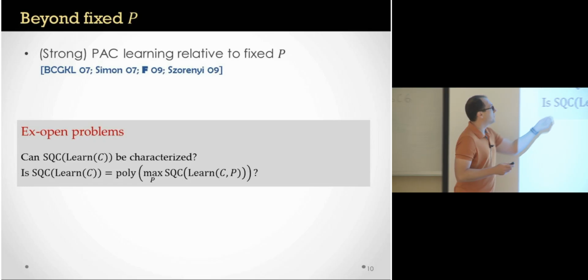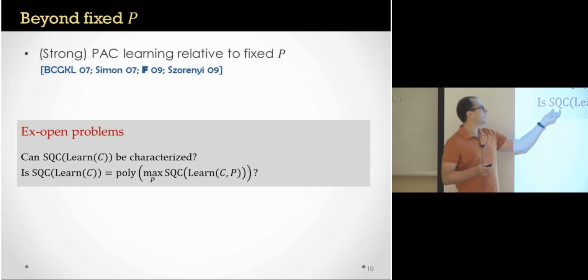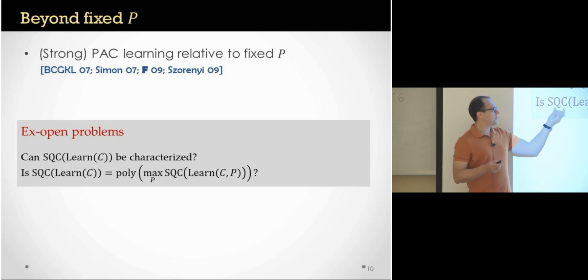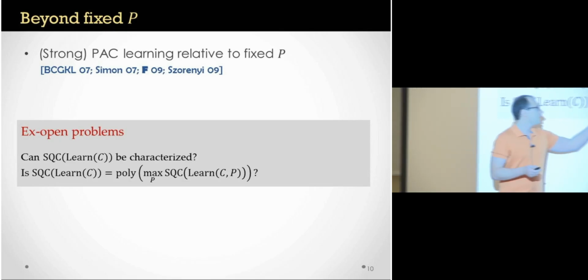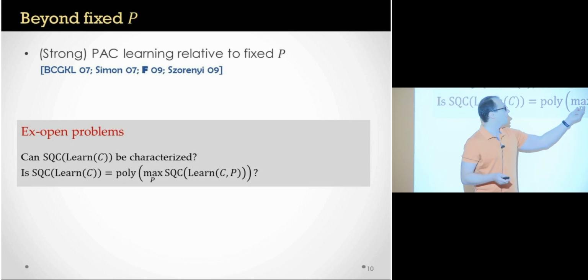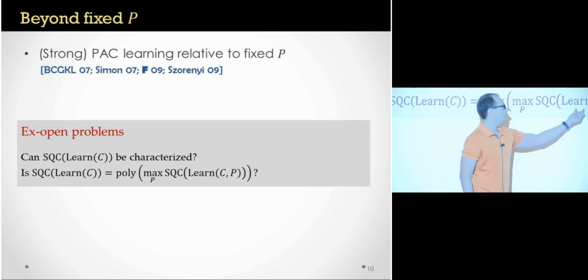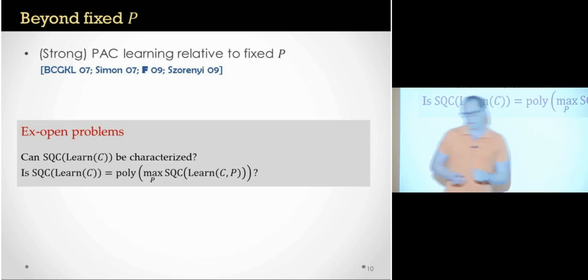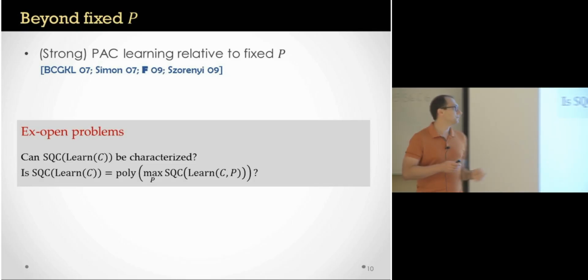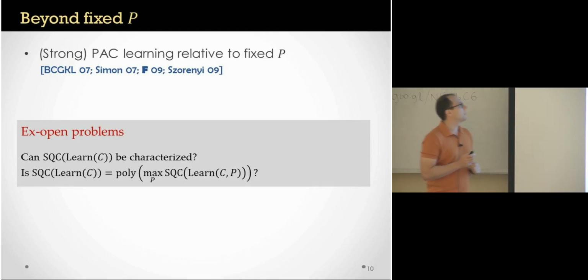And in particular, it was also not even known whether the statistical query complexity of learning the concept class C distribution-independently is equal, up to polynomials, to the maximum over all distributions of the distribution-specific complexity of learning class C. So, that's the basic kind of problem we'll be addressing.